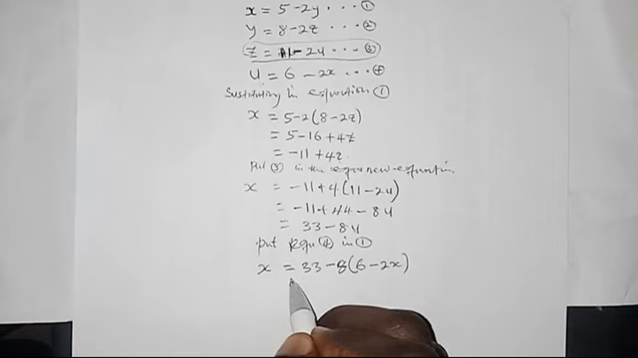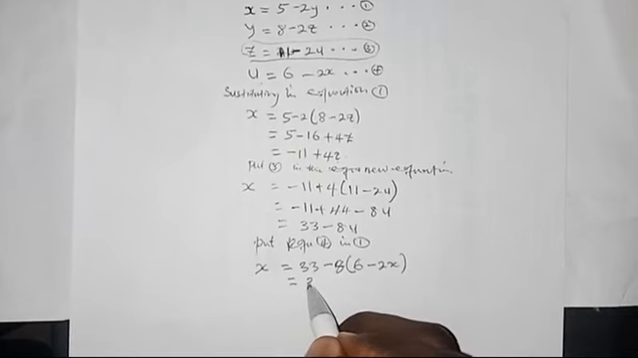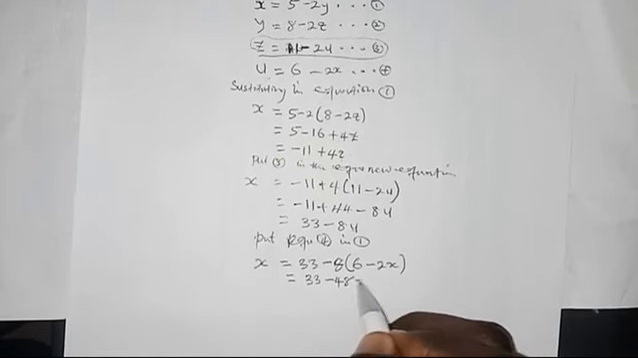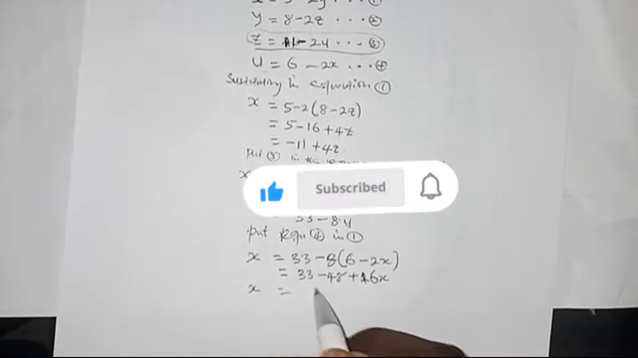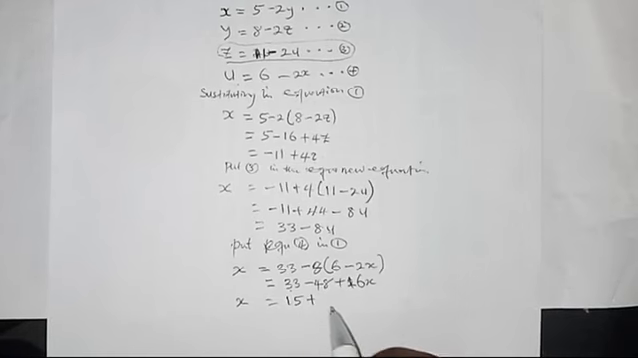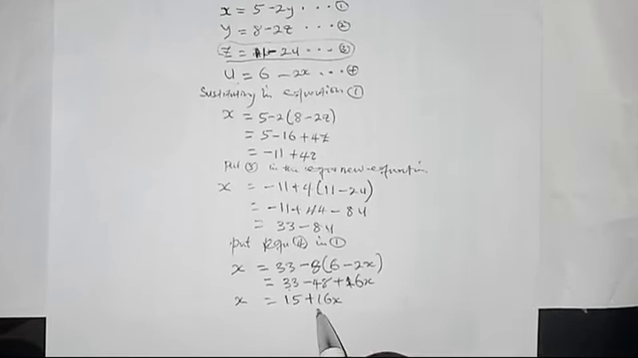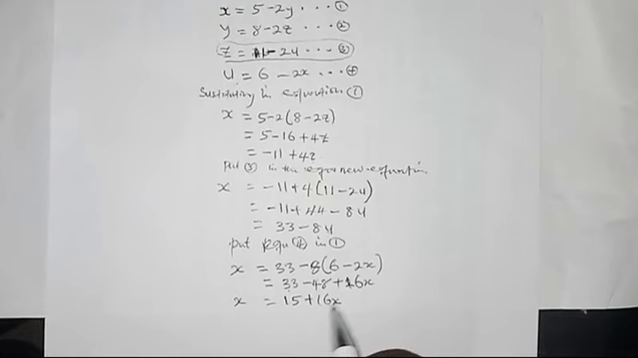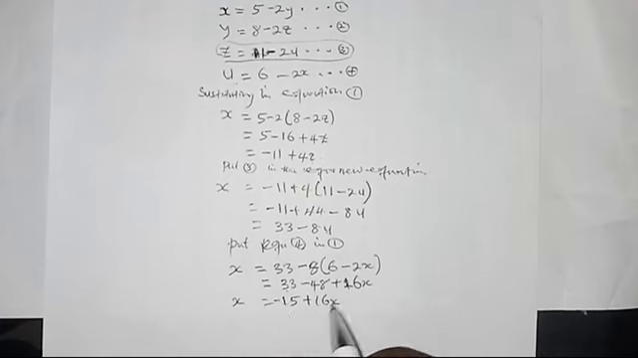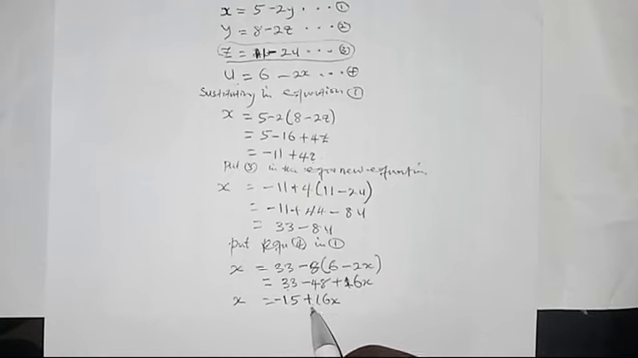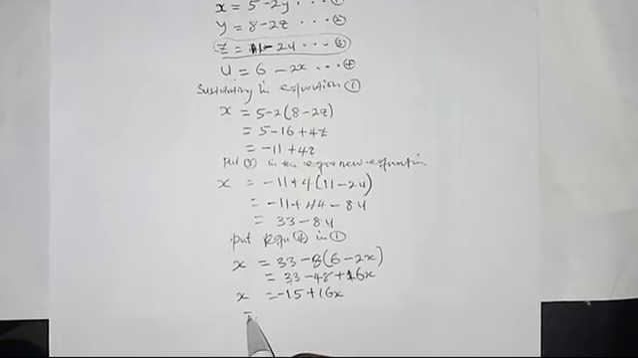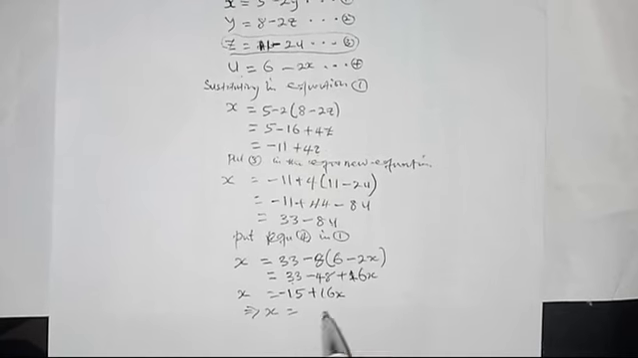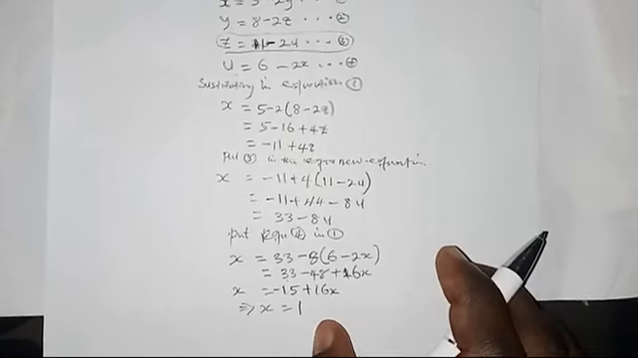Okay, so here we can just expand, and what we're going to have is 33 minus 48 plus 2, 8 times 2 is actually going to give 16x. So simplifying further, our x now becomes 15, and of course plus 16x. Okay, now this is actually minus 15. So what we're going to do next is take this 15 to this side, and when we do that, x will be equal to 1. Okay, so we've gotten that our value of x is 1.